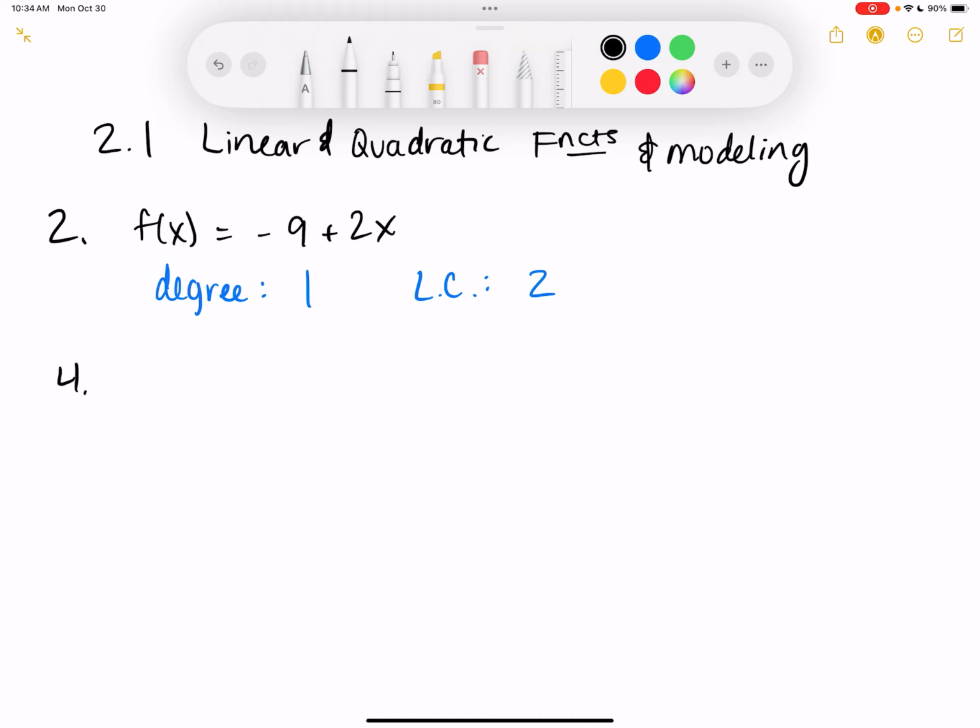For f of x is equal to 13, is it a polynomial? Yes. What's the degree? 0. And leading coefficient? 13. So we don't need an x in there somewhere? No. This still graphs a line. We just can't have negative exponents, radicals, or fraction exponents.